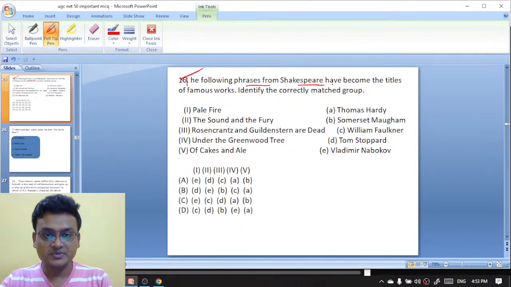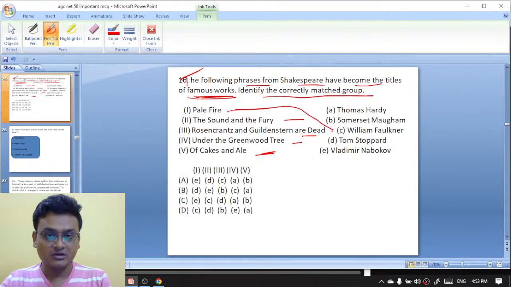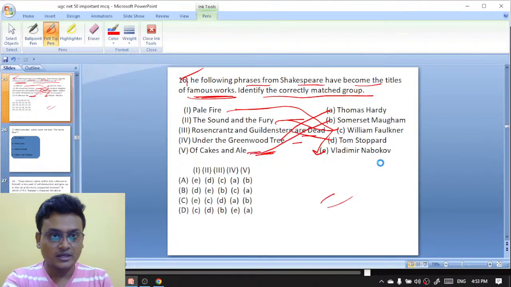The following phrases from Shakespeare have become titles of famous works. Identify the correctly matched clue. Pale Fire is by Vladimir Nabokov. The Sound and the Fury is by William Faulkner. Rosencrantz and Guildenstern are Dead is by Tom Stoppard. Under the Greenwood Tree is by Thomas Hardy. Cakes and Ale is by William Somerset Maugham. So it will be like this. Okay, next question.